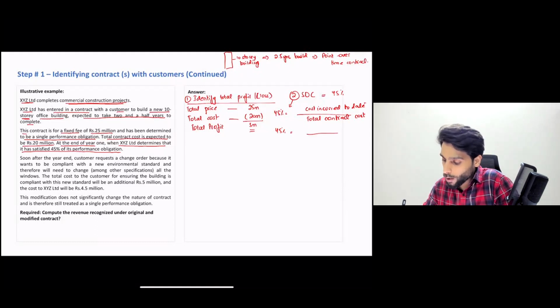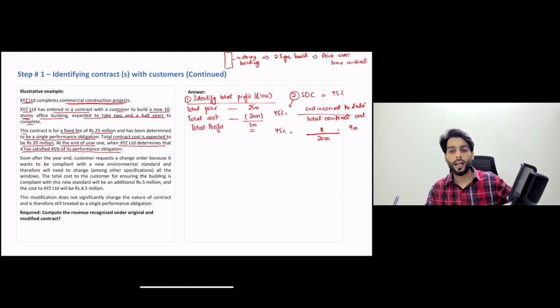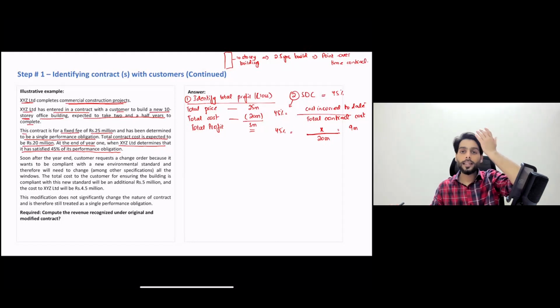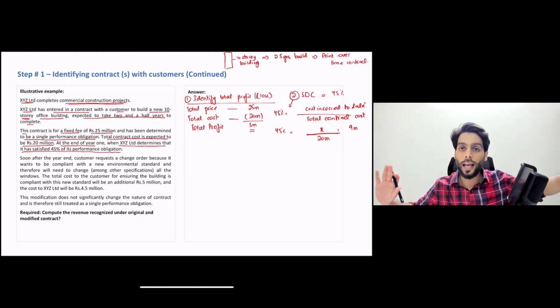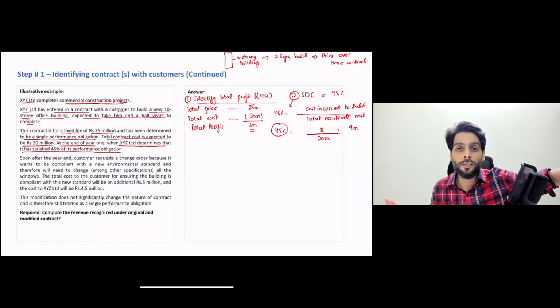Just for the sake of it, let's work it out. 45% is your stage of completion given by the examiner. Your total cost of the contract is basically 20 million. If we put X here, just redetermine what would have been the actual cost. It would have been 9 million, right? So your examiner is basically saying 9 million would have been the actual cost out of the total contract cost of 20 million, and thereby I have already calculated 45% stage of completion. Our examiner has helped us in that regard. Understood? Now the third step was to prepare a P&L extract.